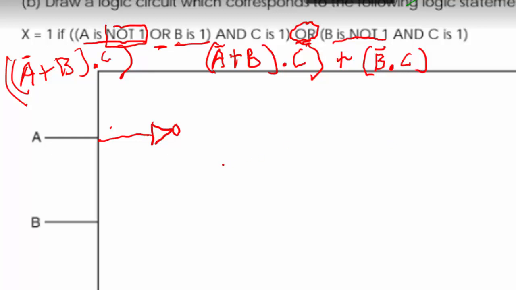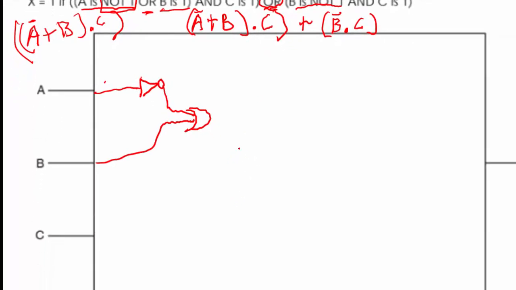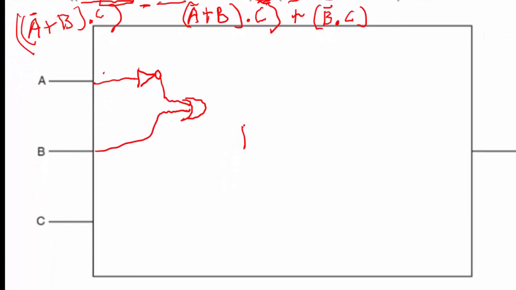Now I need to OR that with B. So I'm going to draw my OR gate. So here comes that result. I'm going to OR that with B. And I need to AND it with C. So I'm going to draw my AND gate right here. Make sure it doesn't look like an OR gate. And I'm going to take this result and I'm going to AND it with C. That takes care of this one right here.